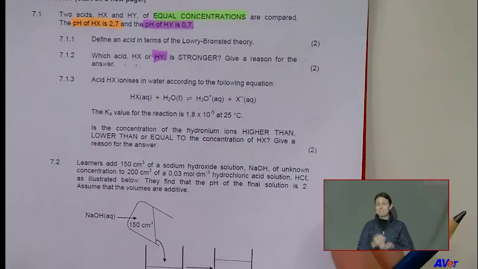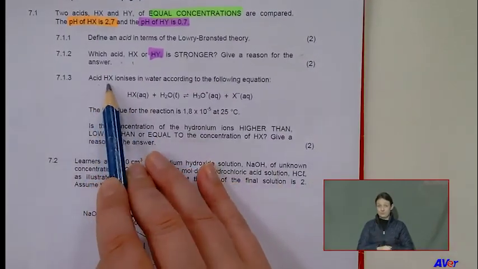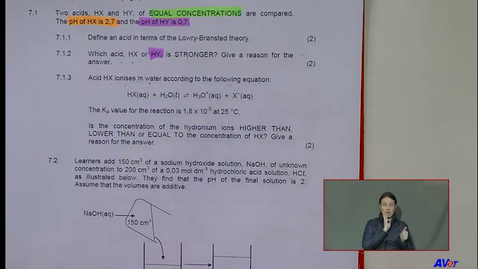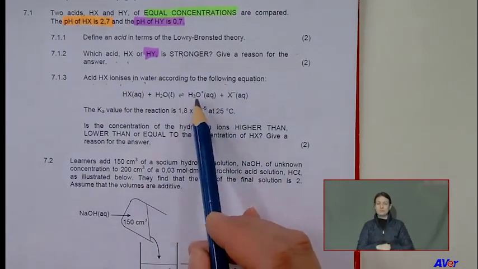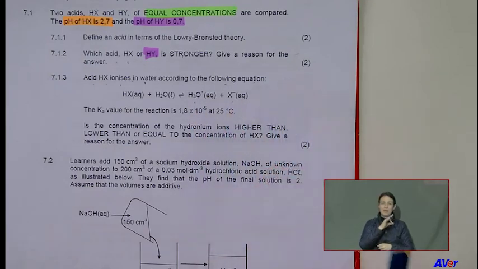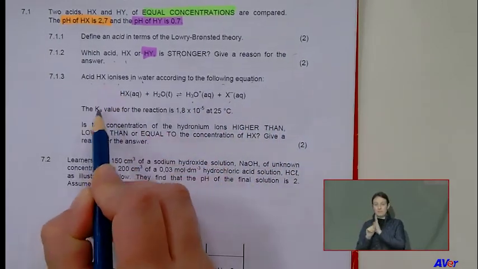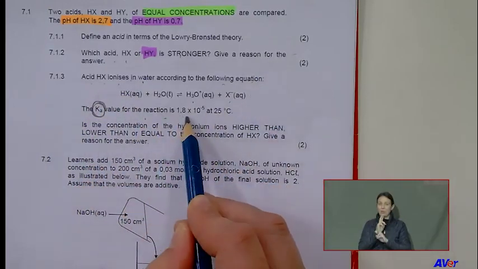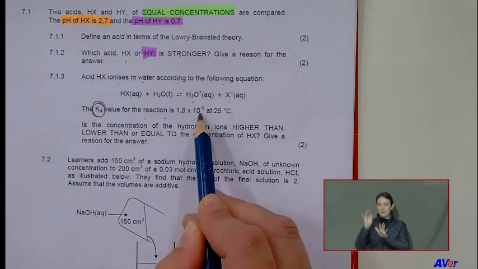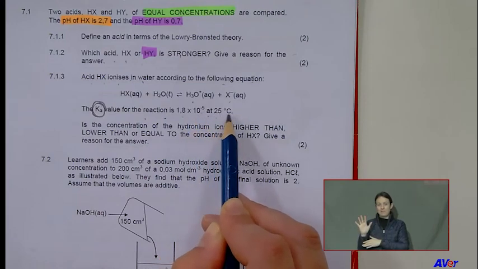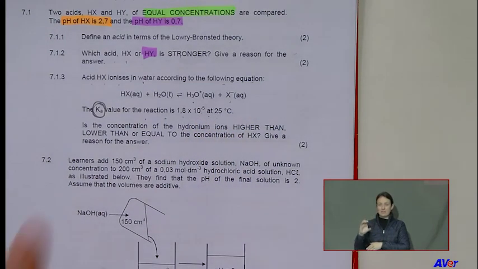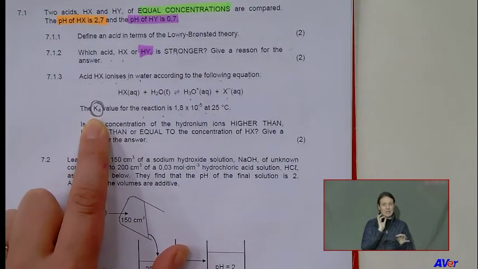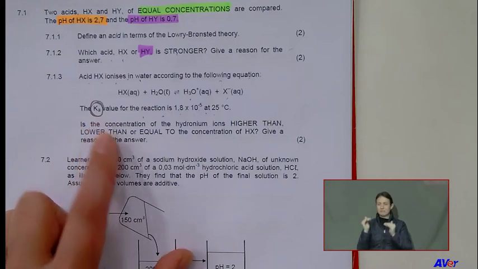Now, they say acid HX ionizes in water according to the following equation. So it forms hydronium and X negative ions. And then they tell you that the Ka value for the reaction is 1,8 times 10 to the power of negative 5 at 25 degrees Celsius. Now grade 12s, this is the same as Kc. This is just specifically the equilibrium constant for acids. So it's the same as Kc.